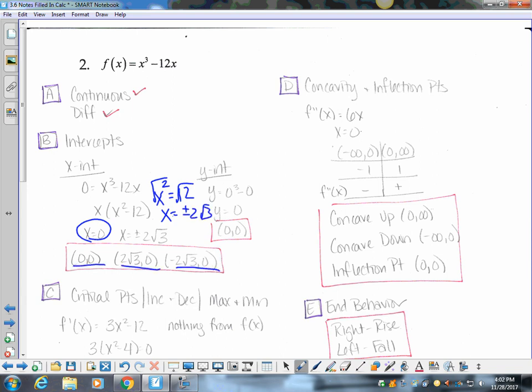Again, write them as points. For the y-intercept, I plugged a 0 in for all my x's, so I'm going to get a 0, so he's going to be 0, 0.